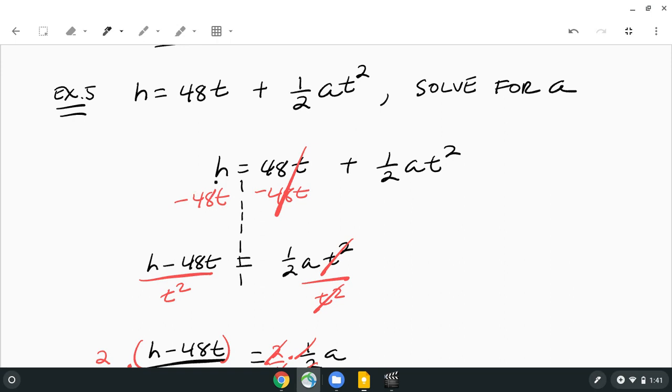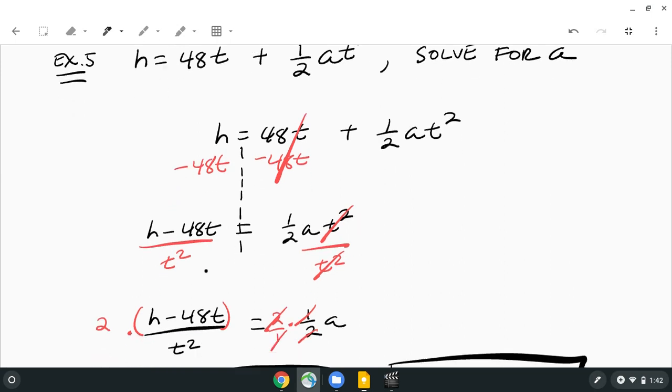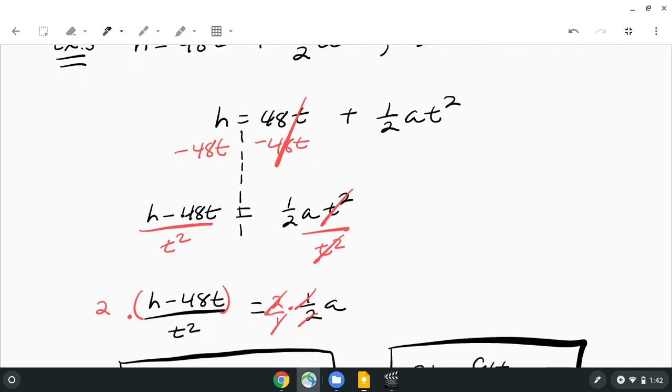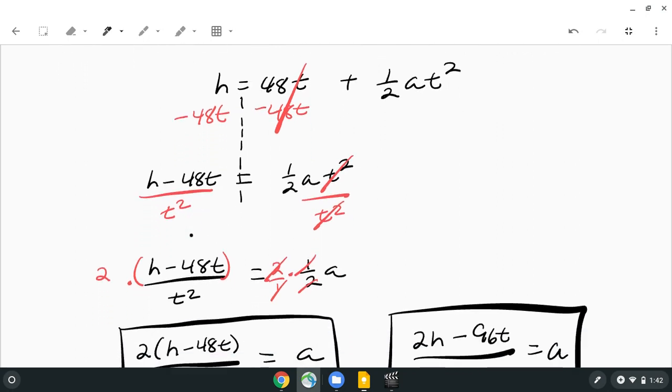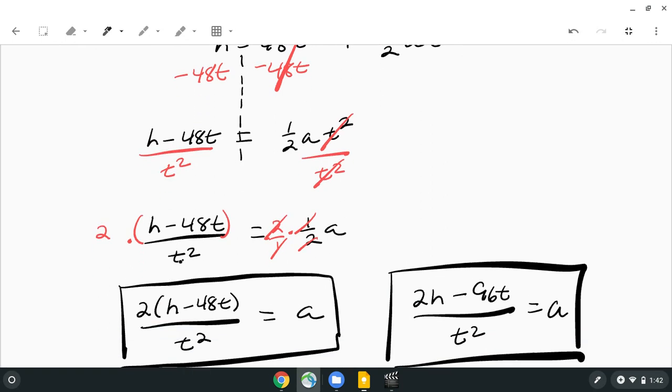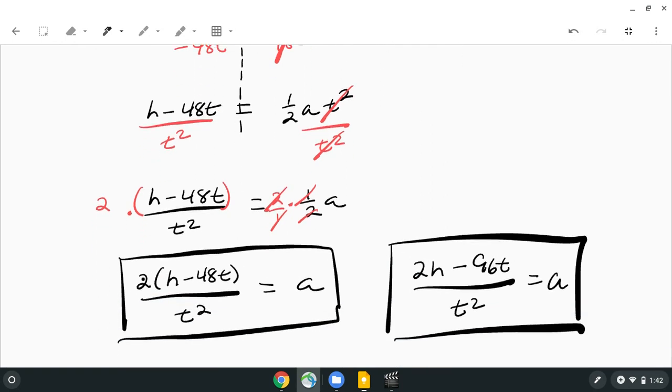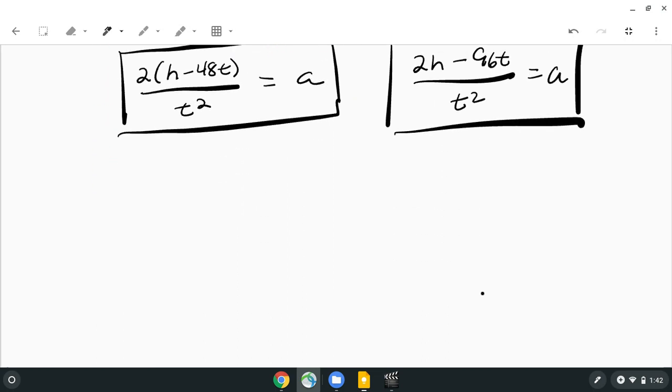Subtract 48t on both sides. You can't really do this, so just copy it. Divide by t squared. Well, you can't really do that because you have a bunch of letters and numbers here. So you can't actually do that division, so just bring it down. This is the only one where you could actually do the multiplication. But you could leave it like this, or you could do the distributive property. All right, let's take a look at this one.